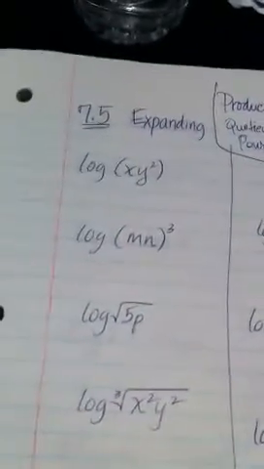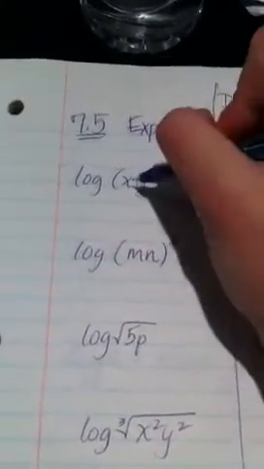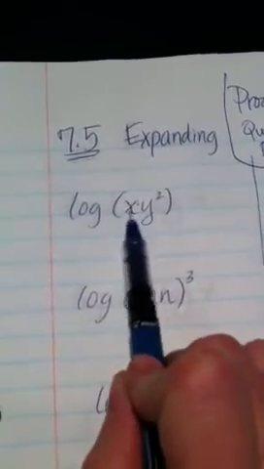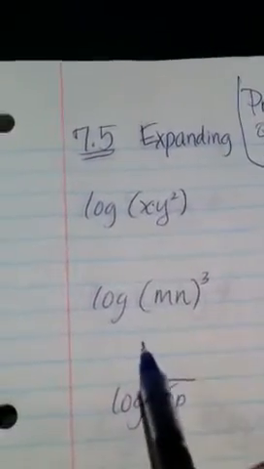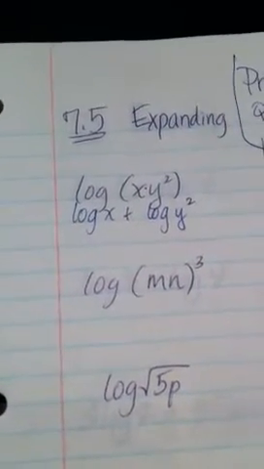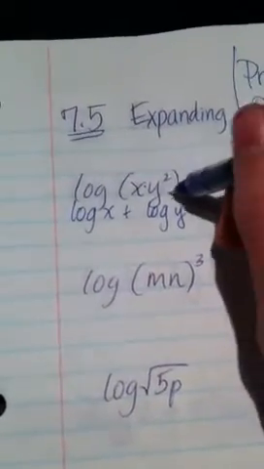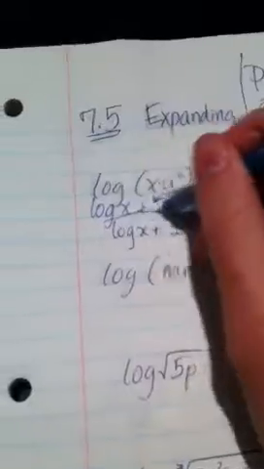Alrighty, looking here. I'm jumping into some of the ones that have more steps instead of just the easier ones, because hopefully you already have this. This is a product. It's x times y squared. So I'm going to separate the x from the y squared and turn it into addition. So I'm going to have the log of x plus the log of y squared. Now I still have an exponent, so in expanding you want to move that to the front and make it a coefficient. So I have the log of x plus 2 log y.